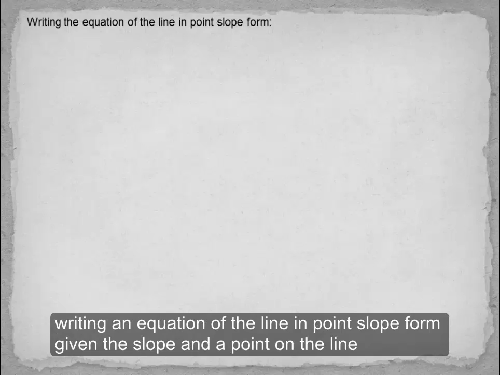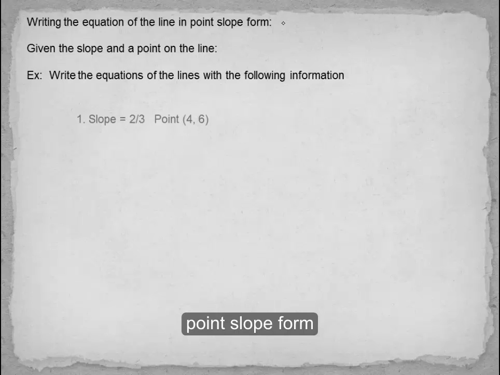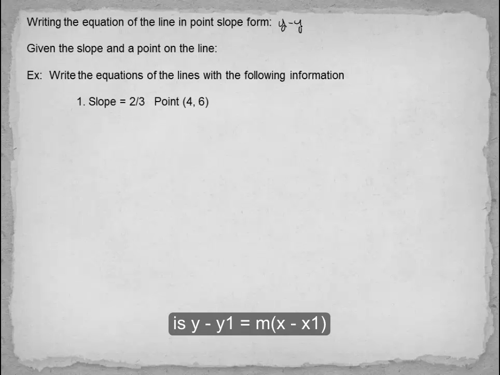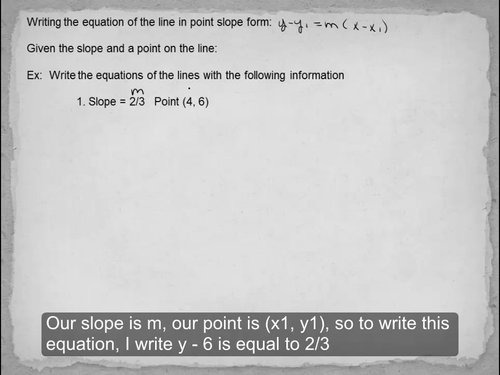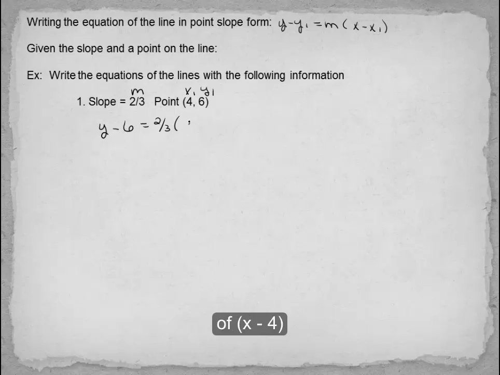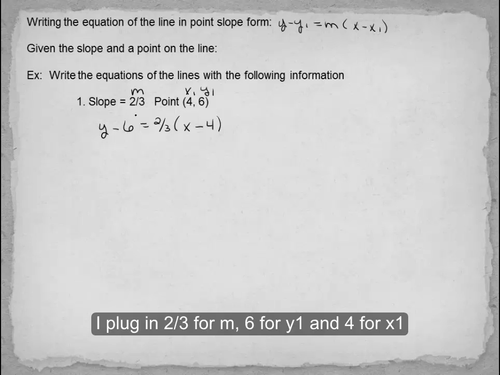Writing an equation of the line in point-slope form, given the slope and a point on the line. Point-slope form is y minus y1 is equal to m times x minus x1. Our slope is m, our point is x1, y1. So to write this equation, I write y minus 6 is equal to 2/3 of x minus 4. I plug in 2/3 for m, 6 for y1, and 4 for x1.